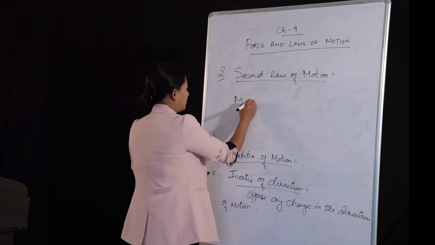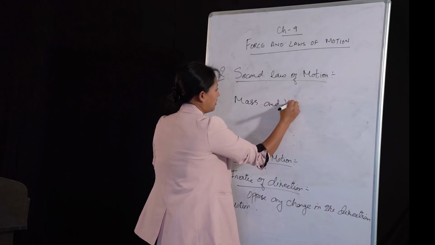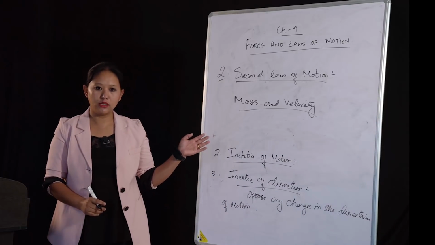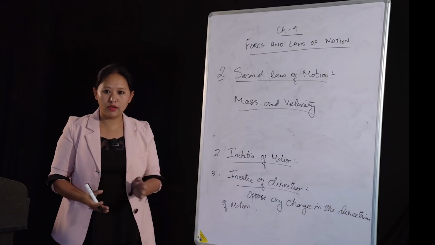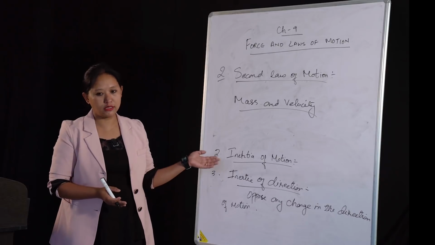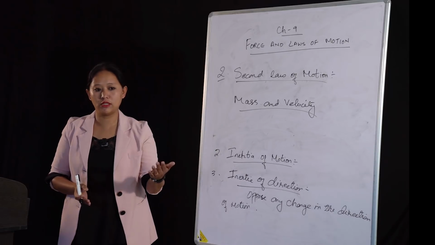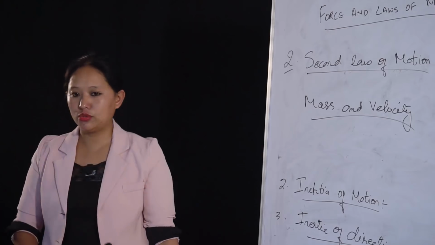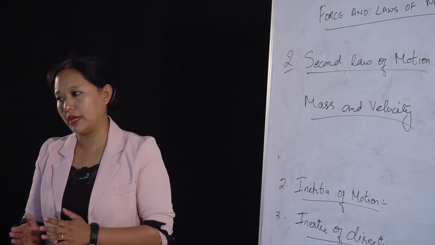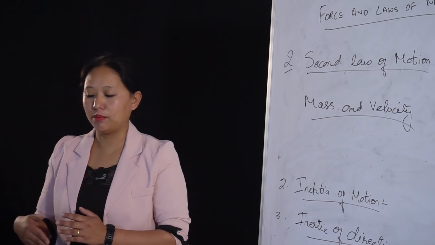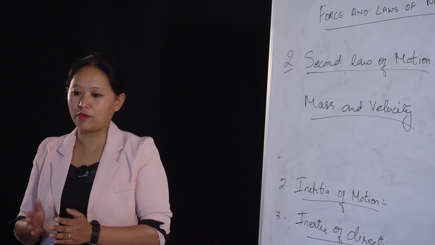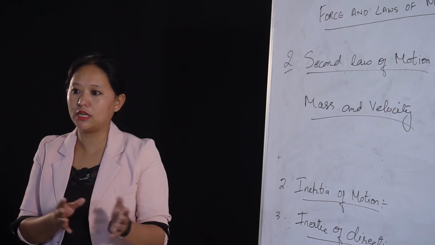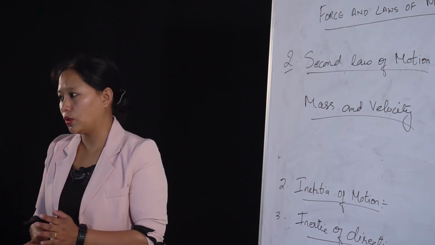That is, mass and velocity. When I say mass, it means how heavy or light the object is, and velocity means how fast or how slow the object is moving. So we need to put more force in order to make the object move faster. If we hit a ball with more force, the ball will go faster. But if the ball is heavy, then we need to apply more force.